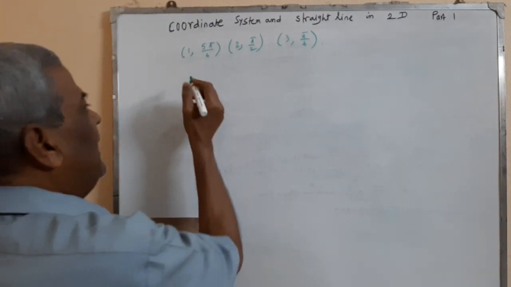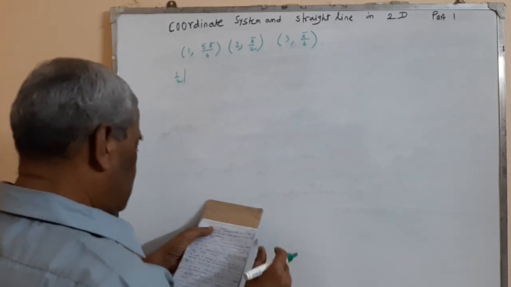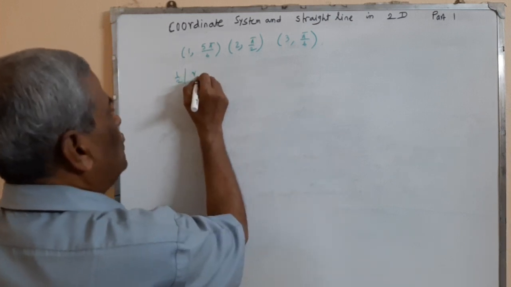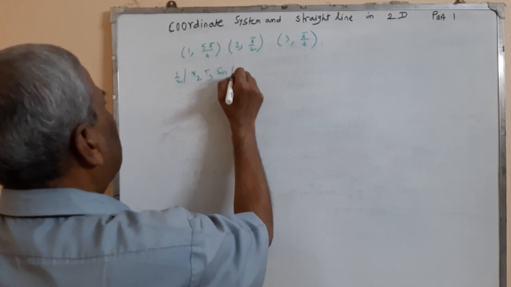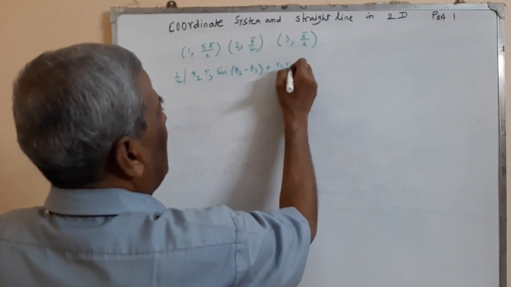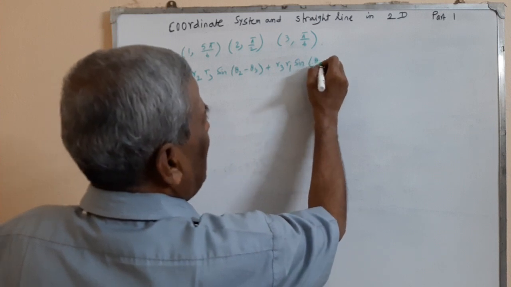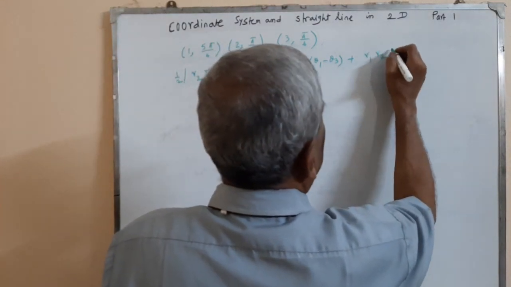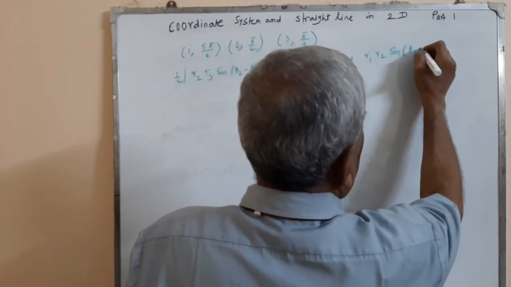We know that the area is half into modulus of R2 R3 sine of (theta 2 minus theta 3) plus R3 R1 sine of (theta 1 minus theta 3) plus R1 R2 sine of (theta 3 minus theta 1).